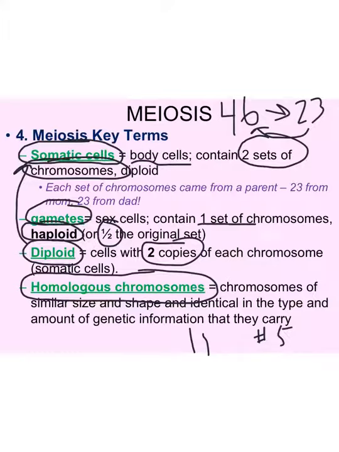So these are homologous chromosomes. They have very similar size, but more importantly, they carry the same type of genetic information. So it could be hair color, eye color, skin color, dimples. Do you have a unibrow or do you have 2 eyebrows? Things like that. Homologous chromosomes carry the same type of genetic information. We'll go over that more later.